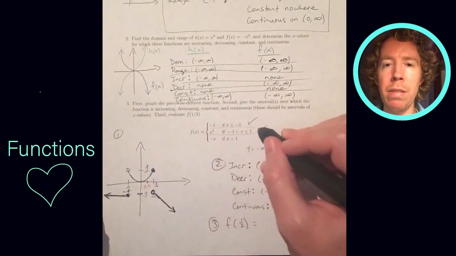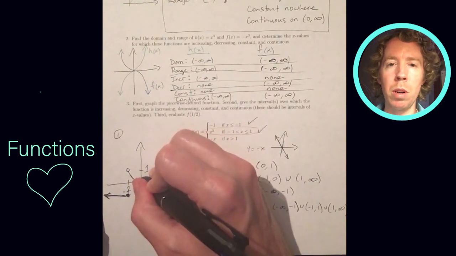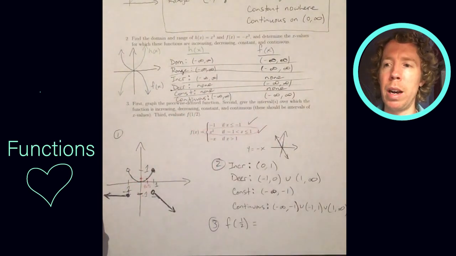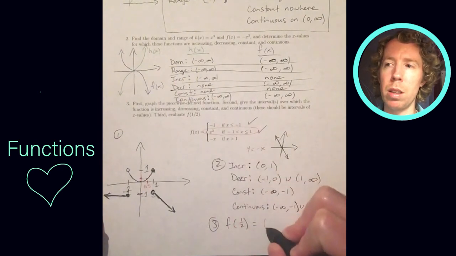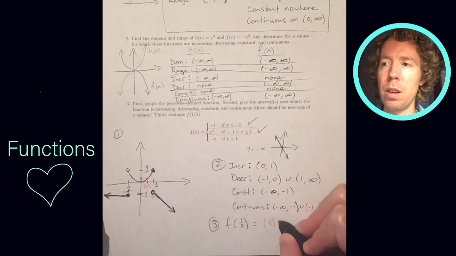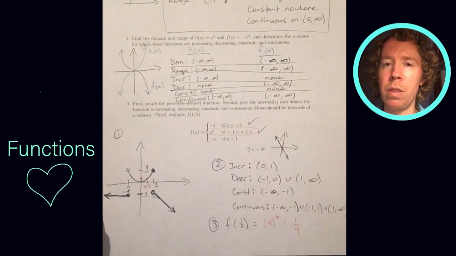So you plug in 1/2 into x squared, and 1/2 times 1/2 is 1/4. Remember, you multiply fractions by multiplying straight across. Multiply the numerators, multiply the denominators. So 1/2 squared is 1/4, and that finishes up that problem.